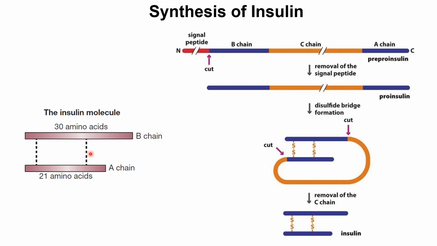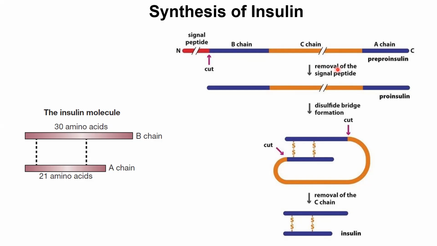When insulin is synthesized, it is synthesized as a pre-proinsulin, and you could see that the pre-proinsulin has a signal peptide, a B chain, C chain, and an A chain. Once this is made, there is a cut. The first process is that the signal peptide is cut, because the purpose of the signal peptide is to transport it to a particular location in the cytoplasm.